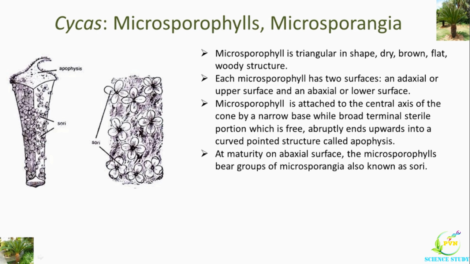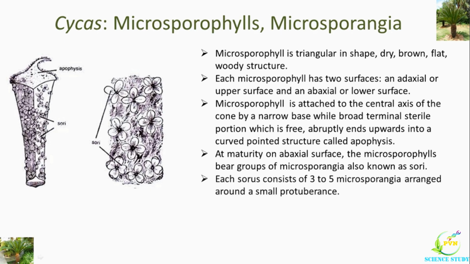They are also known as the sori. When they are many in number, they are known as sori. When single, it is known as a sorus. Each sorus consists of 3 to 5 microsporangia. They are arranged on a small protuberance. So this looks like a flower, and here the microsporangia look like the petals of a flower.